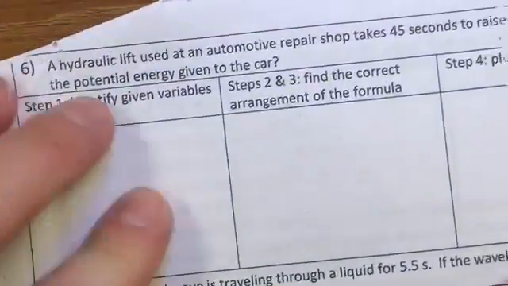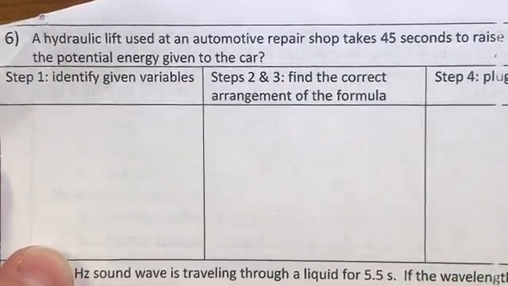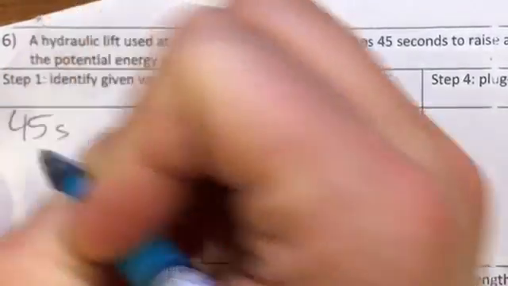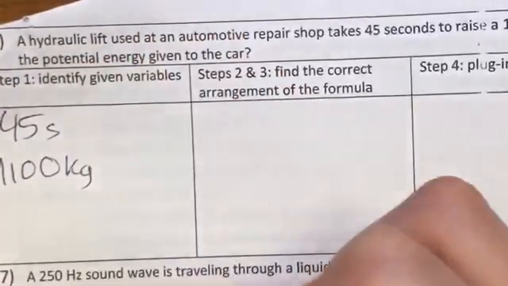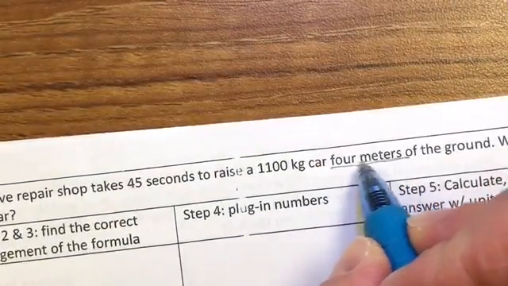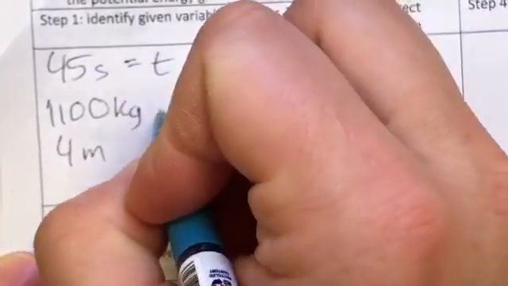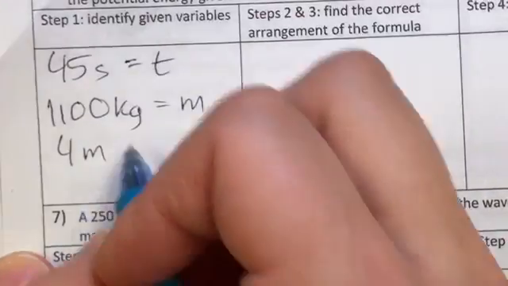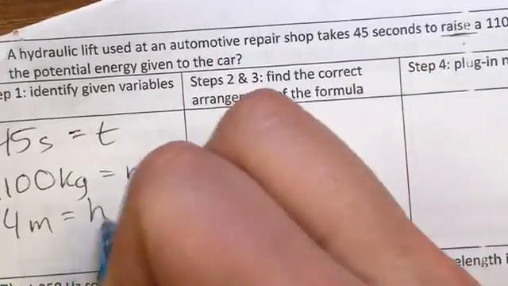Question number 6. Hydraulic lift is used in an automotive repair shop. Takes 45 seconds to raise a 1,100 kilogram car 4 meters off the ground. Notice that one written 4 meters to mess with your head. Still number 4 meters. So we've got time, kilograms, mass. That 4 meters generally say, oh, it's distance, but if you think about this, 4 meters off the ground, we're raising it. That's actually a height.